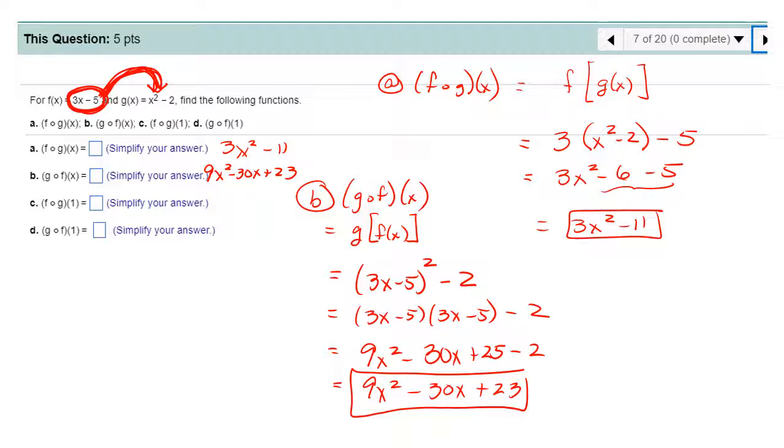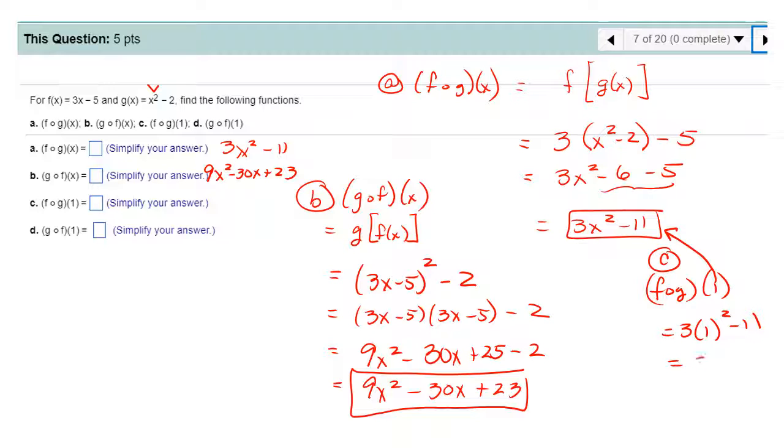Now when it comes to part C and D, this will be easier. Part C wants to know what is f of g of 1. So go back to part A, and if you want f of g of 1, notice part A used the FOG. So you will just plug the 1 into the answer you had for part A. So 3 times 1 squared minus 11, that ends up being 3 minus 11, which is a negative 8. So the answer for part C is negative 8.